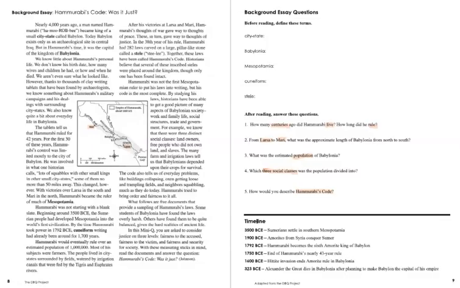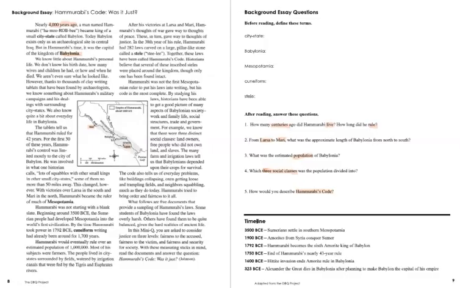So let's begin reading with those questions in mind. Nearly 4,000 years ago, a man named Hammurabi became king of a small city-state called Babylon. Today, Babylon exists only as an archaeological site in central Iraq. But in Hammurabi's time, it was the capital of the kingdom, Babylonia. So Babylon is a city, Babylonia is the kingdom.